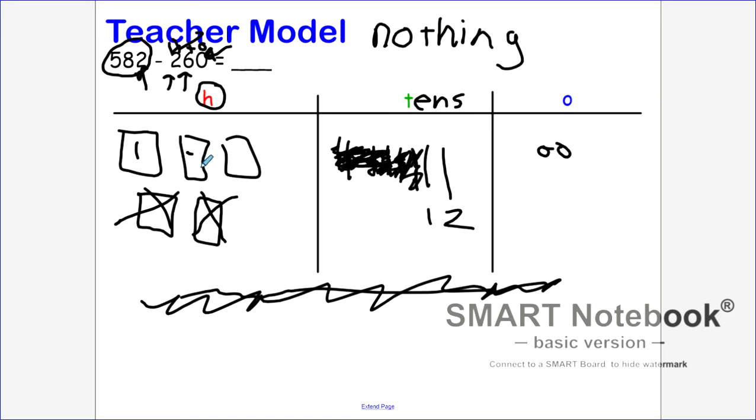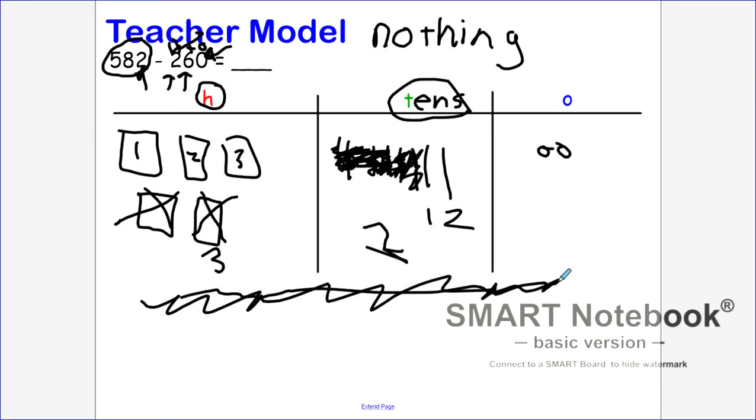100, 200, 300. 1, 2. I wonder if we're going to write 12 or 20. Well, let's see. Are we counting by ones or tens? That's right, we're counting by 10, so I would say 10, 20. And I would just write the number 2 because it's 2 tens. 2 tens is the same thing as 20.